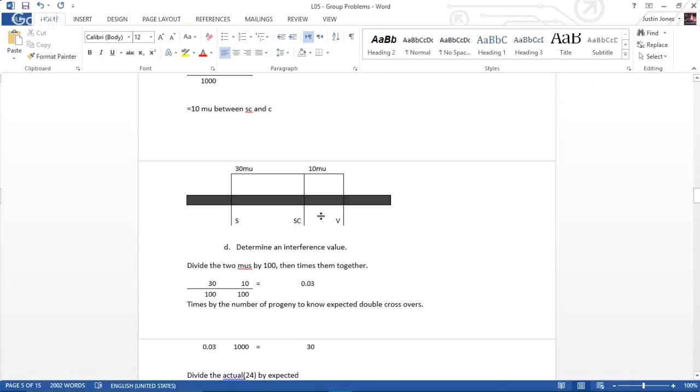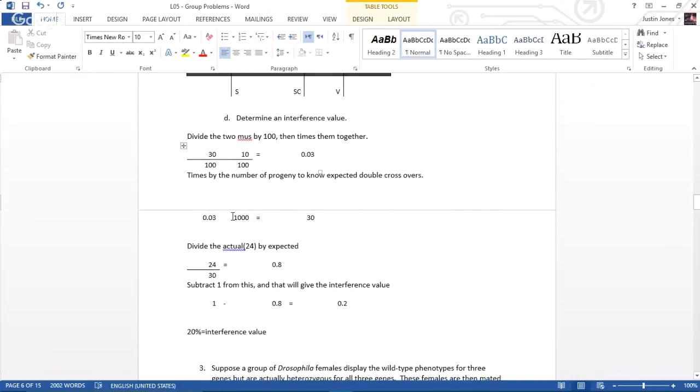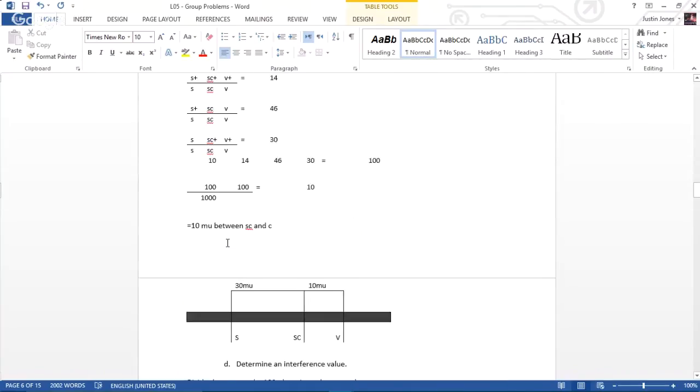In the interference values, the same thing. You have to divide both of these by 100, each of them, and times them together. So you get 0.03, and you're going to times that by the number of progeny to get the expected, so 30. And then the actual of the double crosses.